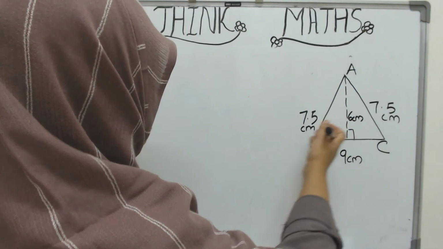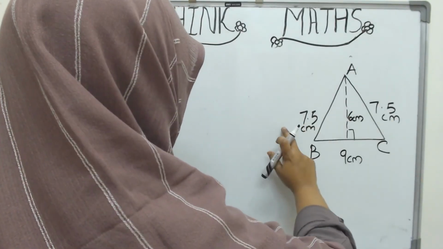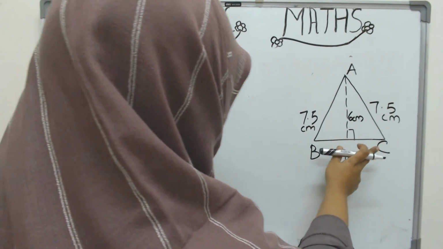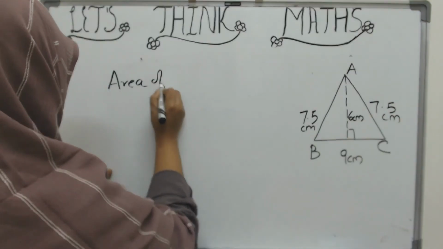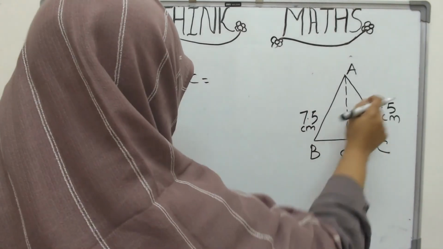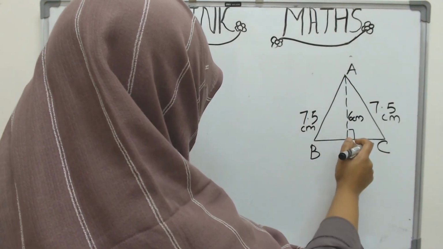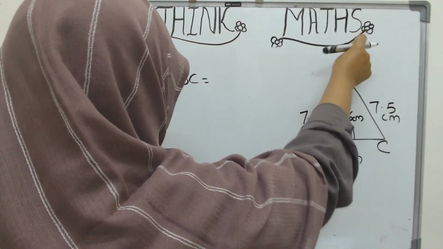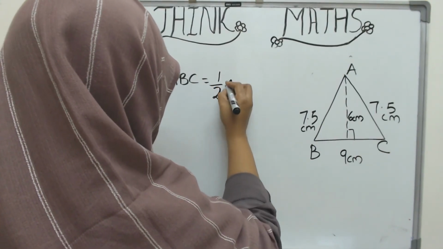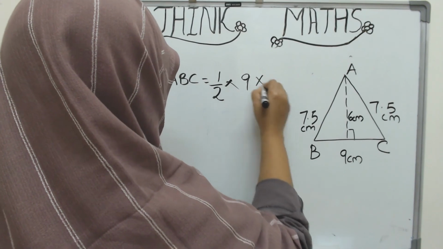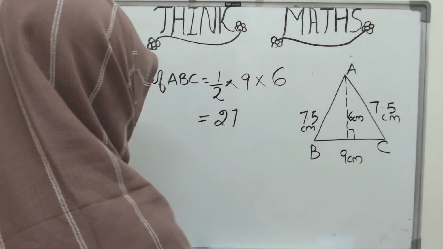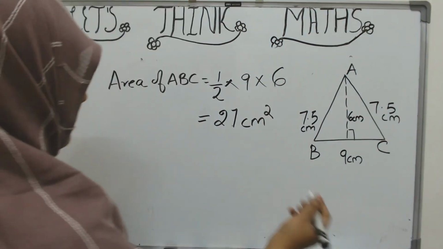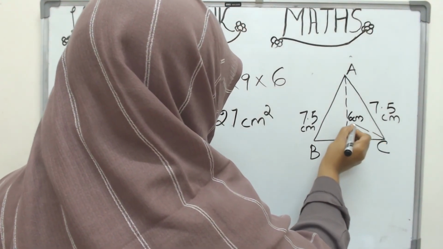Look at this triangle. It is clearly an isosceles triangle. Why? Because two sides are equal. AB and AC are both 7.5 centimeters. And now we have the third side and its corresponding altitude. So how will you find the area of ABC? You have three sides here, but this is an altitude drawn to BC from its opposite vertex. So the area will be half of the side into its altitude. That is, so the answer would be 27 centimeter square.